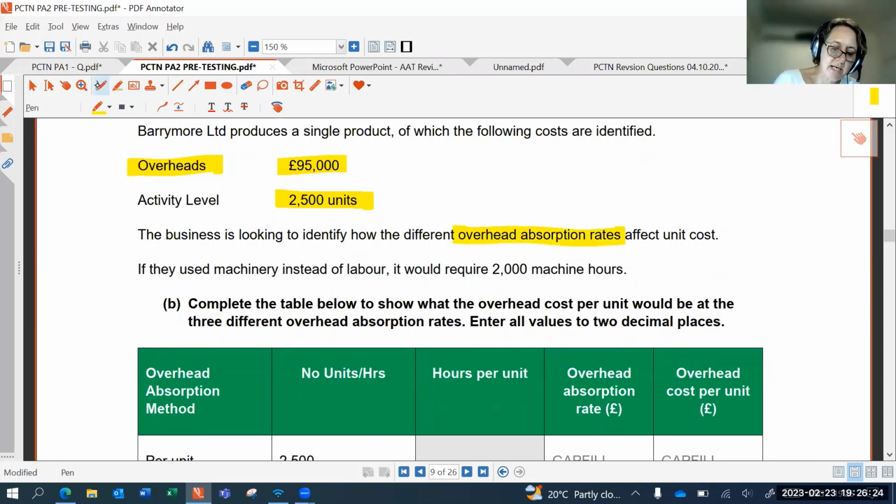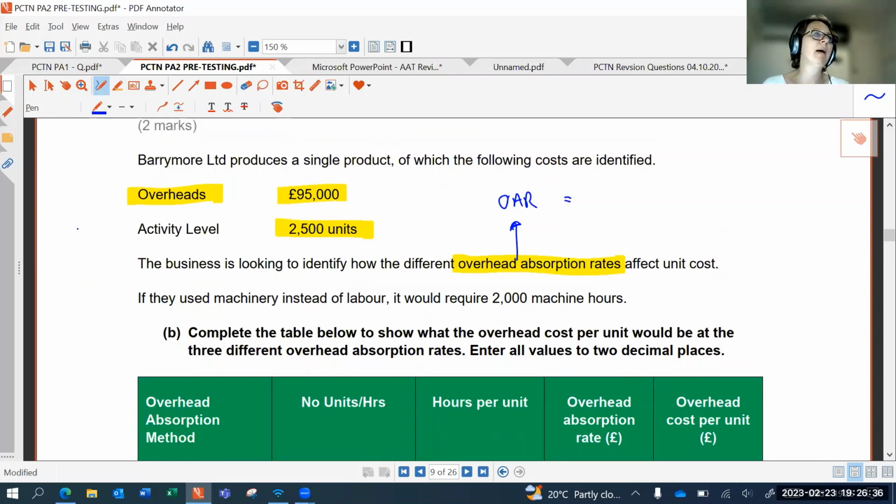That triggers something in my mind. That makes me think of the formula that you will have learnt for the OAR, the overhead absorption rate. Can anybody tell me what that formula is? What do I divide by what? What's the OAR formula? Something divided by something. Do you remember? Very good. Well done. Well remembered.